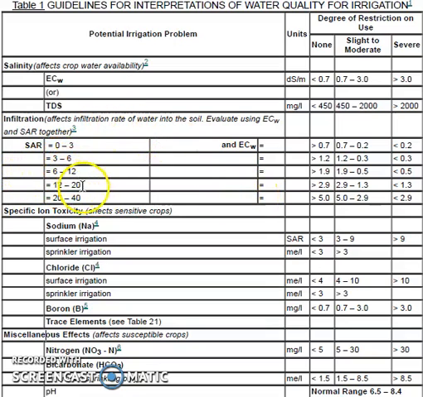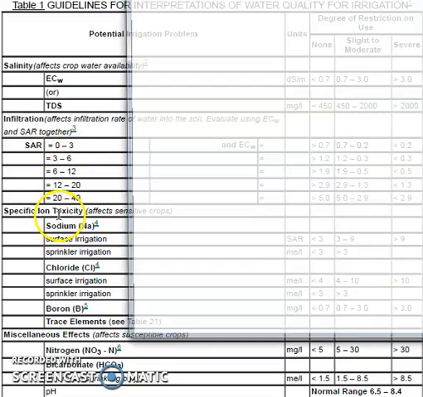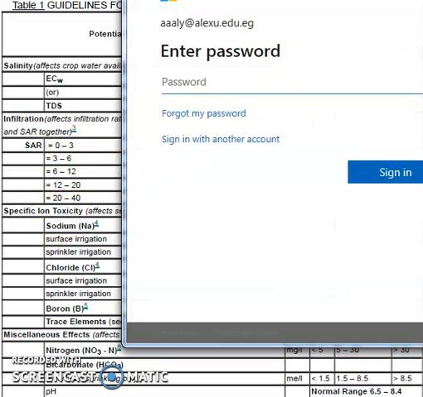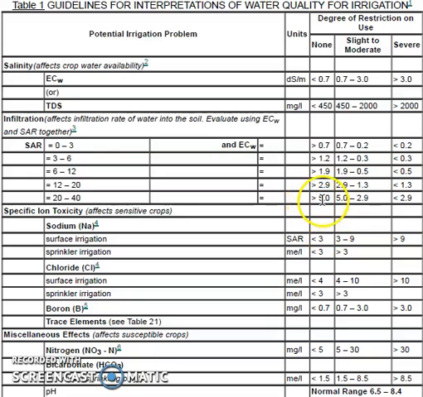And if you look here, if you have a SAR from 20 to 40, not 0 to 3, from 20 to 40, but you have a high salinity more than 5, then you have no problem, no degree of restriction in use. But if you have this high value of SAR with low salinity, then you have a problem, a severe degree of restriction in use. How can you solve this problem? By addition of gypsum.